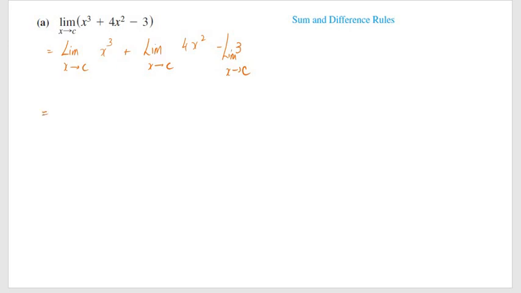So here what we do next is substitute c for x. So we have c cubed plus 4c squared minus 3. There is no x term to substitute in the 3. So this is the answer: c cubed plus 4c squared minus 3. Let's go to the next question.